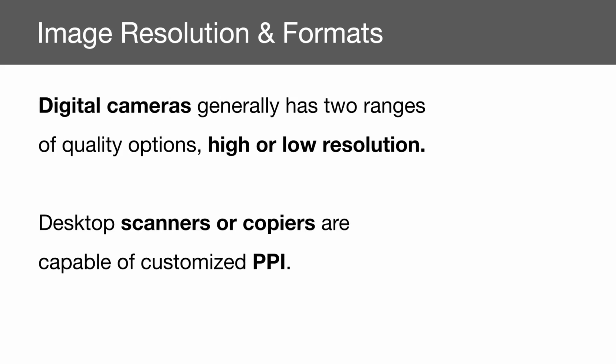Digital cameras have two ranges of quality generally. You have a high resolution or low resolution. Some cameras are capable of shooting both. And then desktop scanners and copiers are capable of a customized PPI. So again, if you need a 600 pixel per inch image, scanners and copiers have the capacity to adjust that on the fly, as opposed to digital cameras, where you're kind of stuck in either one or the other.